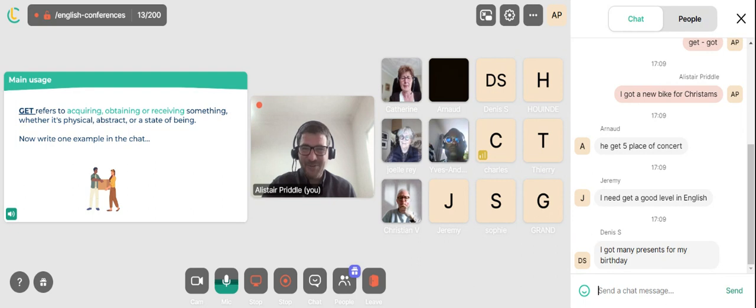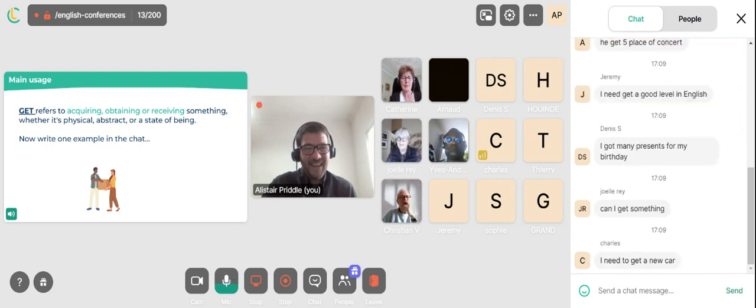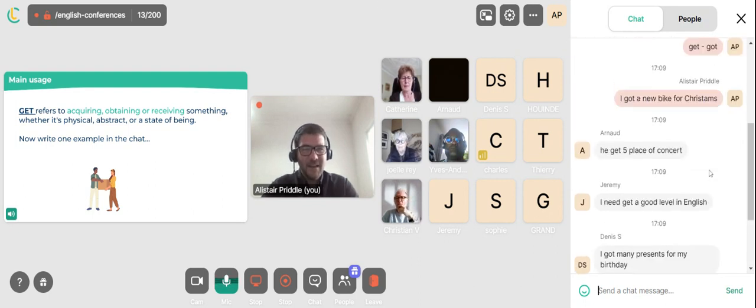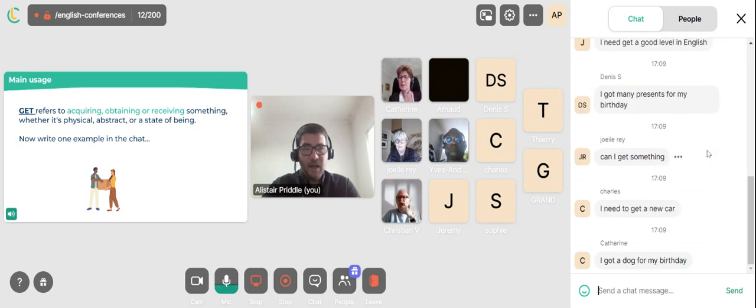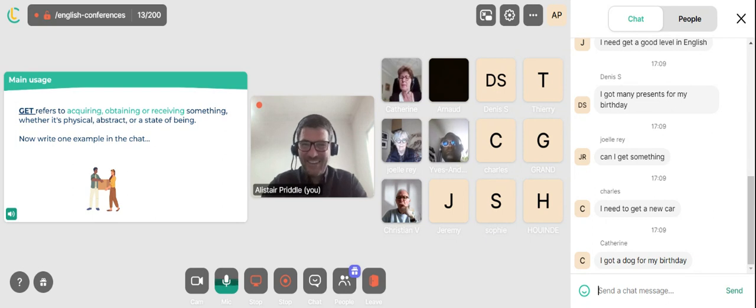Okay, we've got some great examples coming in here. He gets 5 places at a concert. I need to get a good level in English. I got many presents for my birthday. Fantastic. Can I get something? That's the question form there. Well done. I need to get a new car. And, I got a dog for my birthday. That looks great. So this is using the verb to get in its translated common usage.